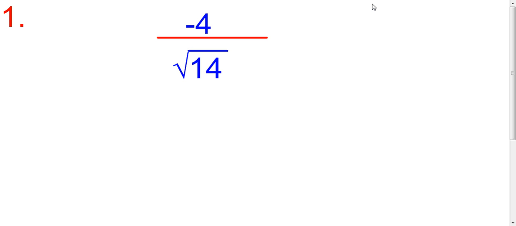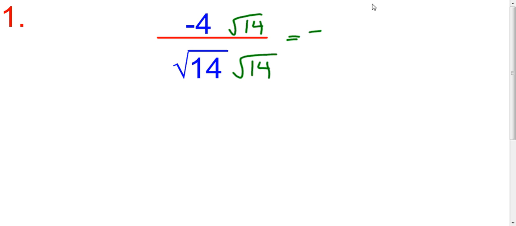Some people will get tempted to reduce the 4 and the 14 and make that be -2 over root 7, but you can't do that because one number is outside the radical and one number is inside the radical, and you can only reduce if they're both outside or both inside. So I have to rationalize this. I will do that by multiplying by root 14.